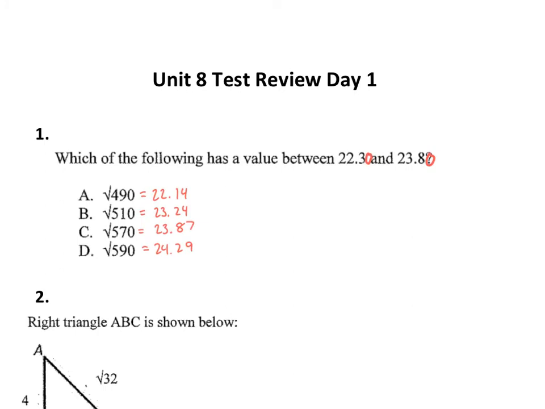Well, that $22.14 is too small. So that one's out. $23.24, that looks pretty darn good. So let's check out the other ones just in case. So $23.87, that is too high. $24.29, also too high. So we know that it is going to be B.